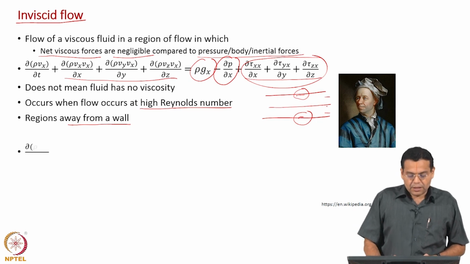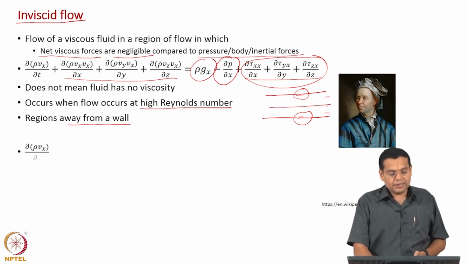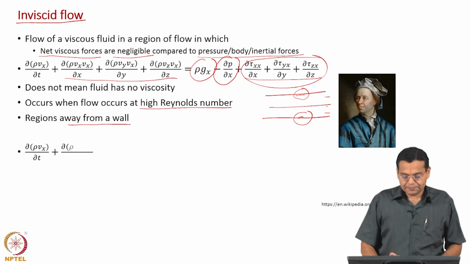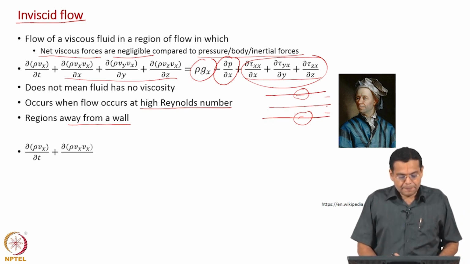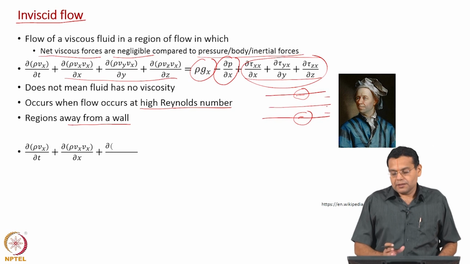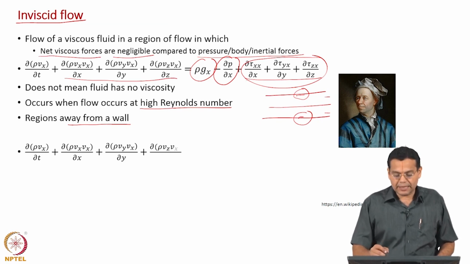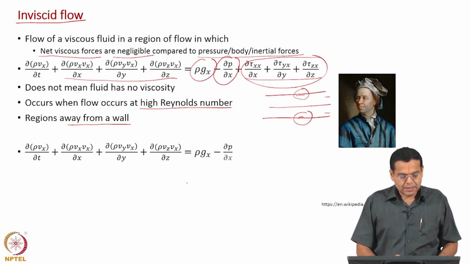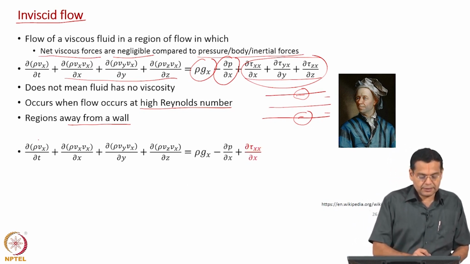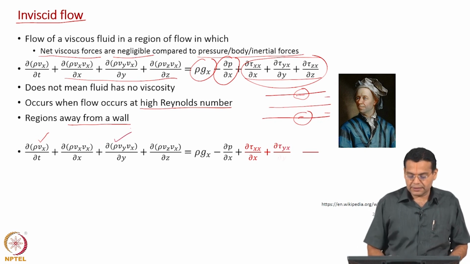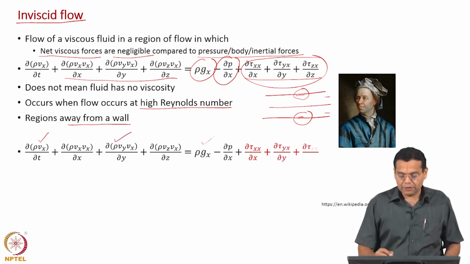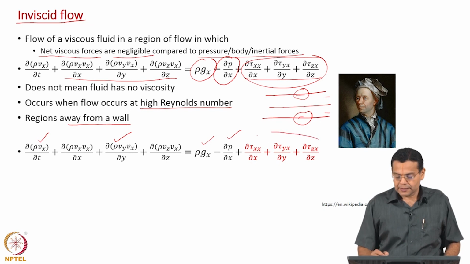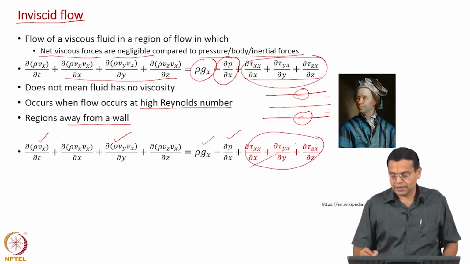Okay. Now, how does the equation simplify? It is very simple, you just neglect the net viscous forces on the right hand side, which means the entire term will vanish, and that is what is shown here. Left hand side all the terms are written as such. Right hand side you have the body force, the pressure force, but the viscous term is negligible, so we neglect it.